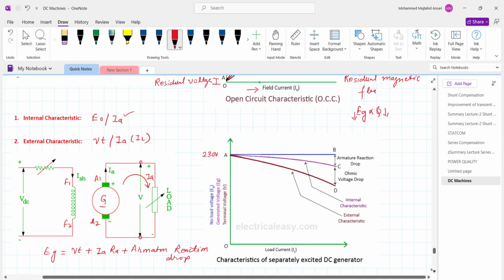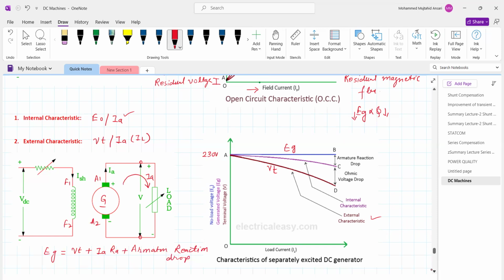So therefore, we are able to draw the terminal voltage versus armature current. As the armature current or load current increases, the terminal voltage starts decreasing, and this is the characteristic which shows the terminal voltage, called the external characteristic. So this is VT, and this is EG, the EMF generated. The first line, line B, is the EMF generated, and VT is the terminal voltage.